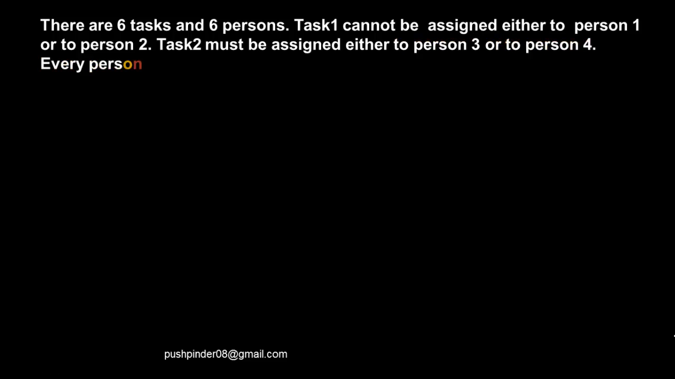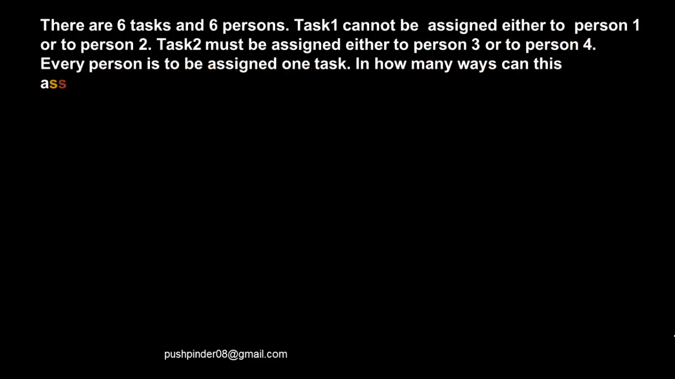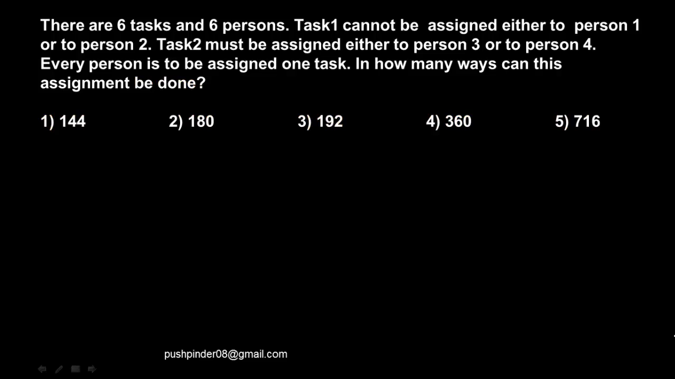Okay, now this is again a difficult question, a CAT question in fact, right? So there are 6 tasks and 6 persons. Task 1 cannot be assigned to either person 1 or person 2. Task 2 must be assigned to either person 3 or 4. Every person is assigned 1 task. How many ways can this assignment be done? So there is task 1, task 2, task 3, task 4, task 5 and task 6, and then there are 6 people, 1 2 3 4 5 6.